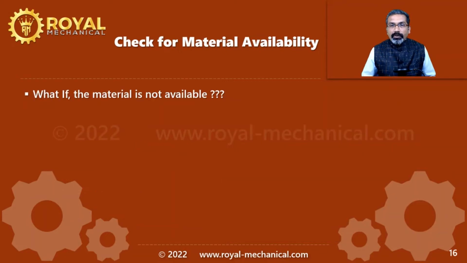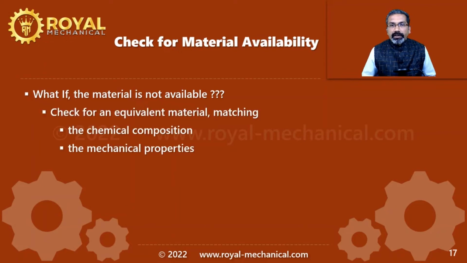By now, you might be wondering, what if the material is not available in the local market? You need to check for an equivalent material. You need to refer to the Indian standard document, discuss with the local retailer, and then find a match for the chemical composition and the mechanical properties.